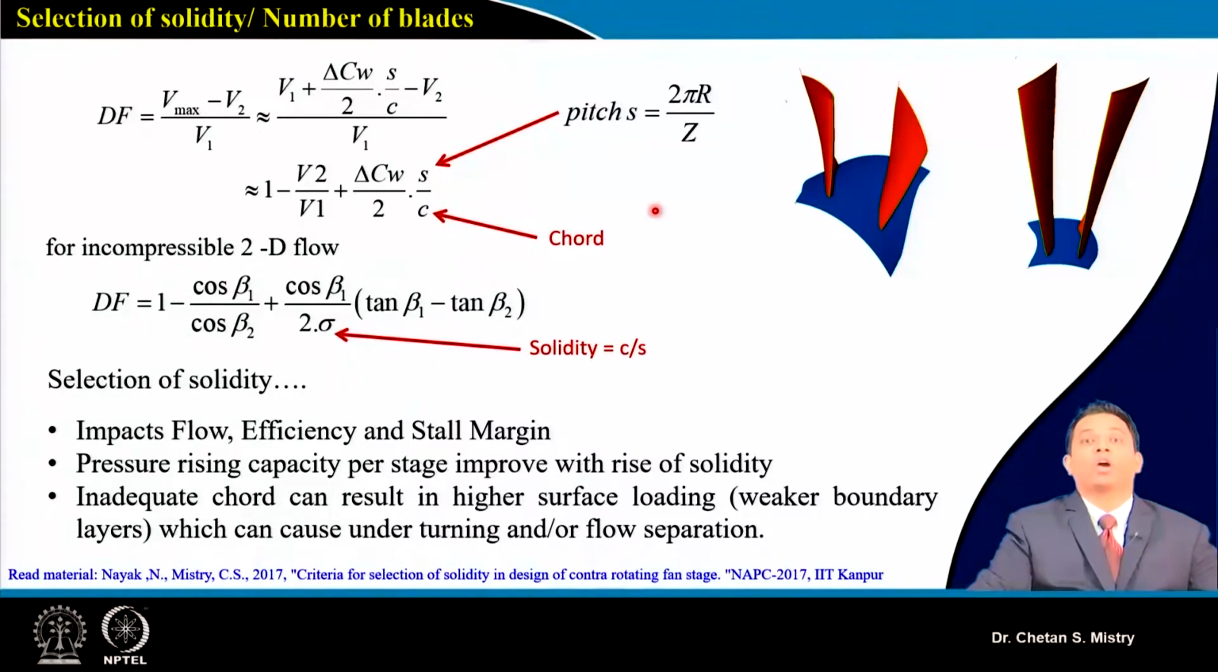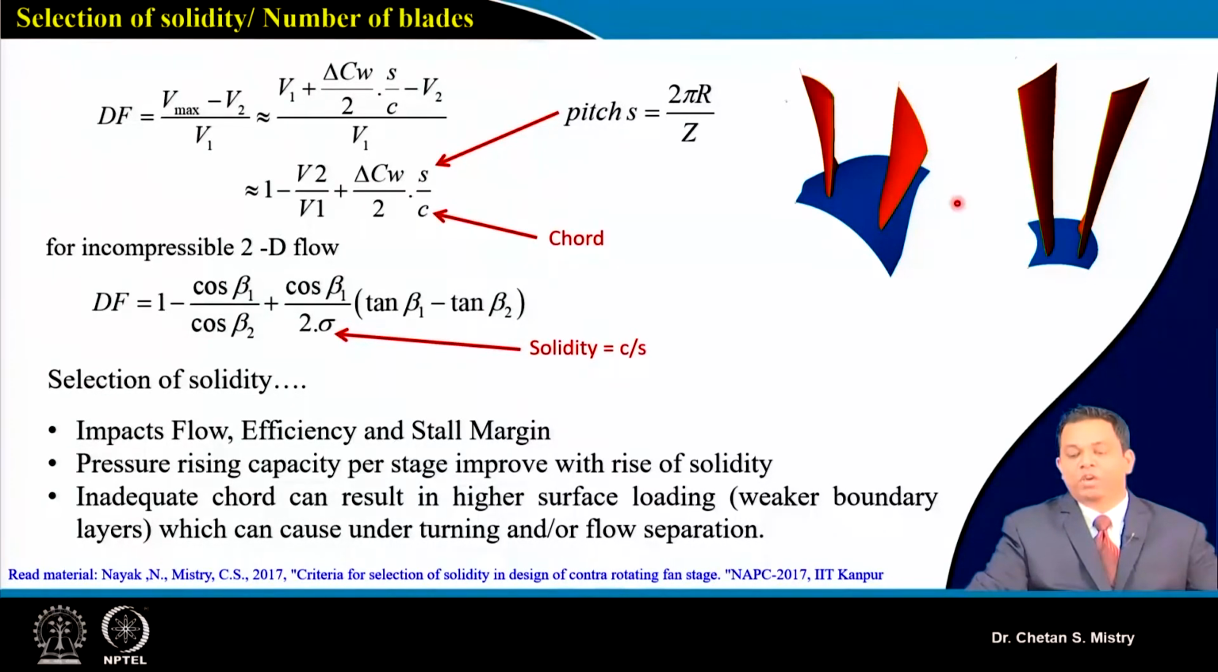So in order to have fully developed turbulent flow on the surface, we need a sufficient amount of length, that means a sufficient amount of chord for that particular blade. Then only will we have the flow we are looking for. If there is inadequate chord, then we will have higher surface loading, giving a very large flow turning, and that may lead to flow separation.